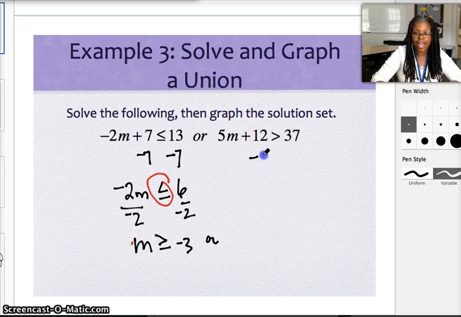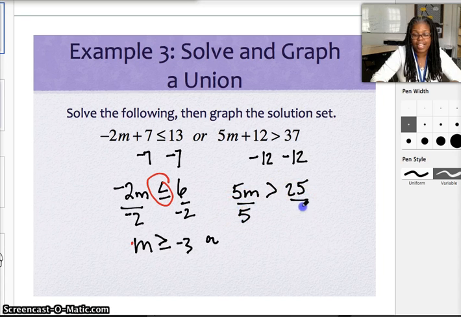I'm going to subtract 12 from both sides. And I'm going to get 5m is greater than 25. At this point, I'm going to divide both sides by 5, recognizing the fact that 5 is positive. I'm not doing anything that's going to cause this symbol to change directions. 25 divided by 5 is 5. So I am left with m is greater than 5.